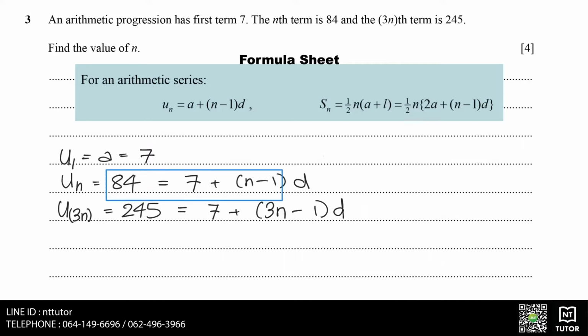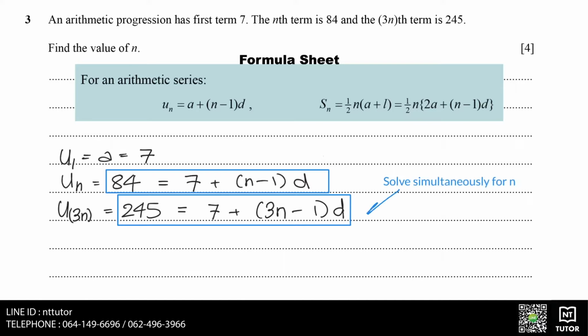And now we have two expressions with two unknowns, n and d, that we can solve simultaneously for n. The question only wants us to find the value of n, so we don't need the value of d. So the aim is to eliminate the d first to find the value of n, because when you solve simultaneous equations, you find one value first, then you substitute that value back to get the other value. In this case, we don't need the d, so we will eliminate d first, then only find n.